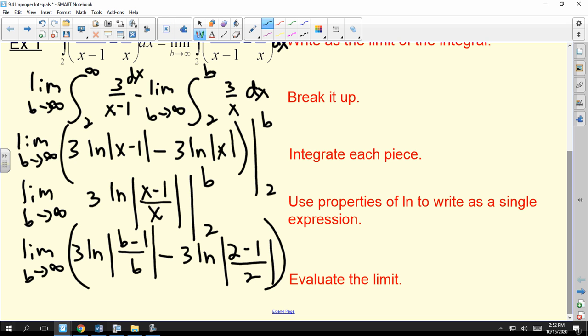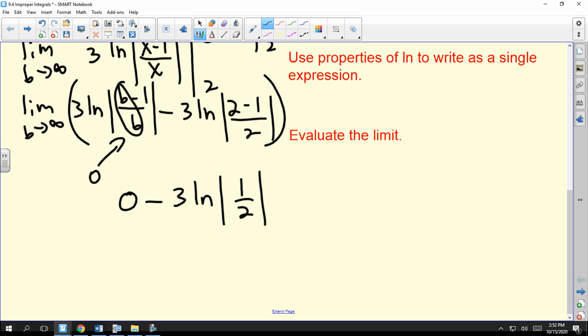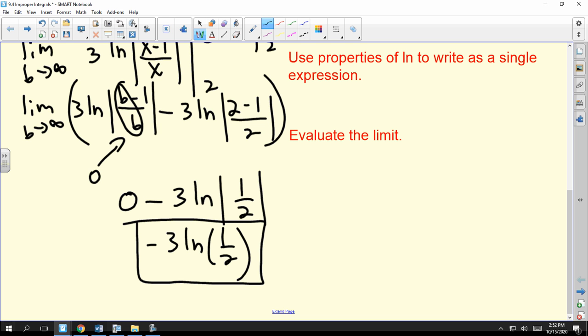Now let's evaluate this limit. We've got this guy right here, ln of, as b approaches infinity, essentially b over b, or infinity over infinity, if you will, which is 1. 3 ln of 1 is going to be 0, so this whole thing is approaching 0 as b approaches infinity. So I've got 0 minus 3 ln of the absolute value of 1 over 2. You could drop the absolute value, so you've got negative 3 ln of 1/2. You can just leave it like that. There are other ways you could write it, but that's a real number. It converges because the area under the curve equals a real number, and so that's it.